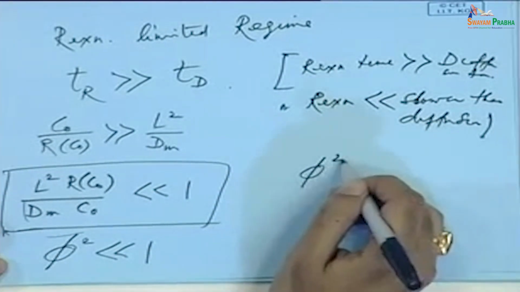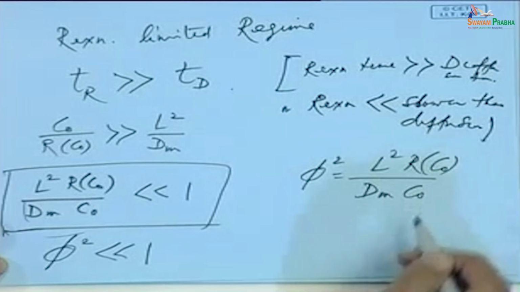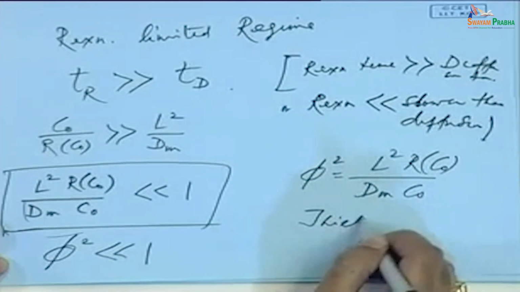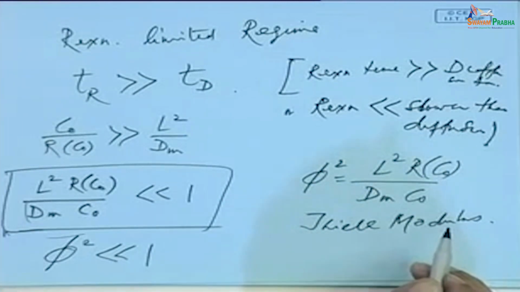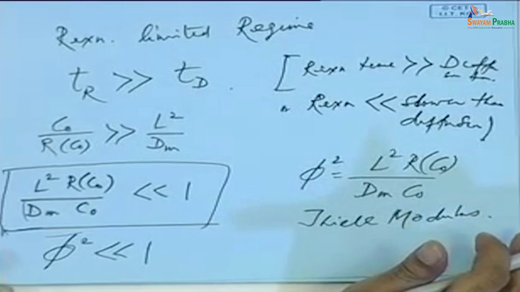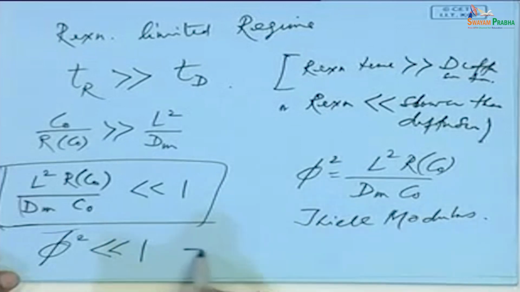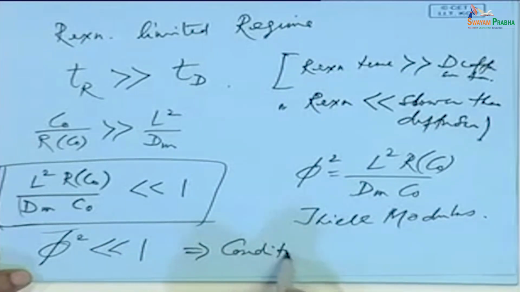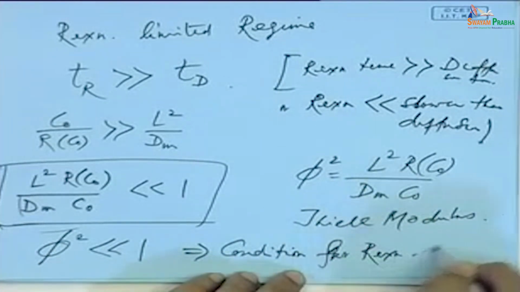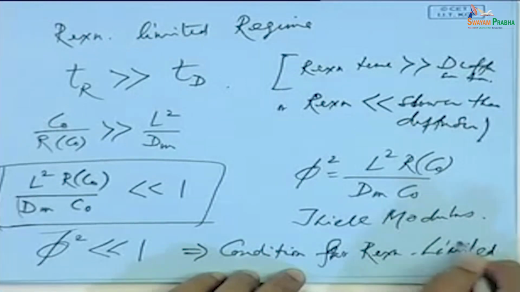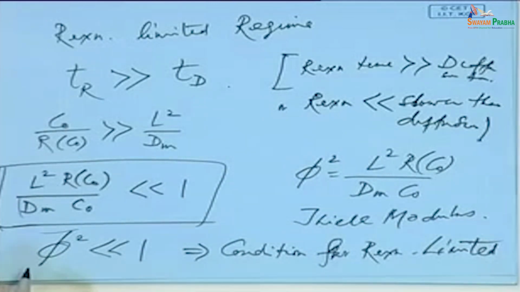So, phi square equals L square R C naught over dm C naught. Okay. This is Thiele modulus, named after the very famous reaction engineer, chemical engineer, so to say, Thiele. Okay. So, this is my condition for reaction limitation. So, later on in this chapter when we will talk about this, that reaction limited regime, what we need to measure is phi square, the Thiele modulus.